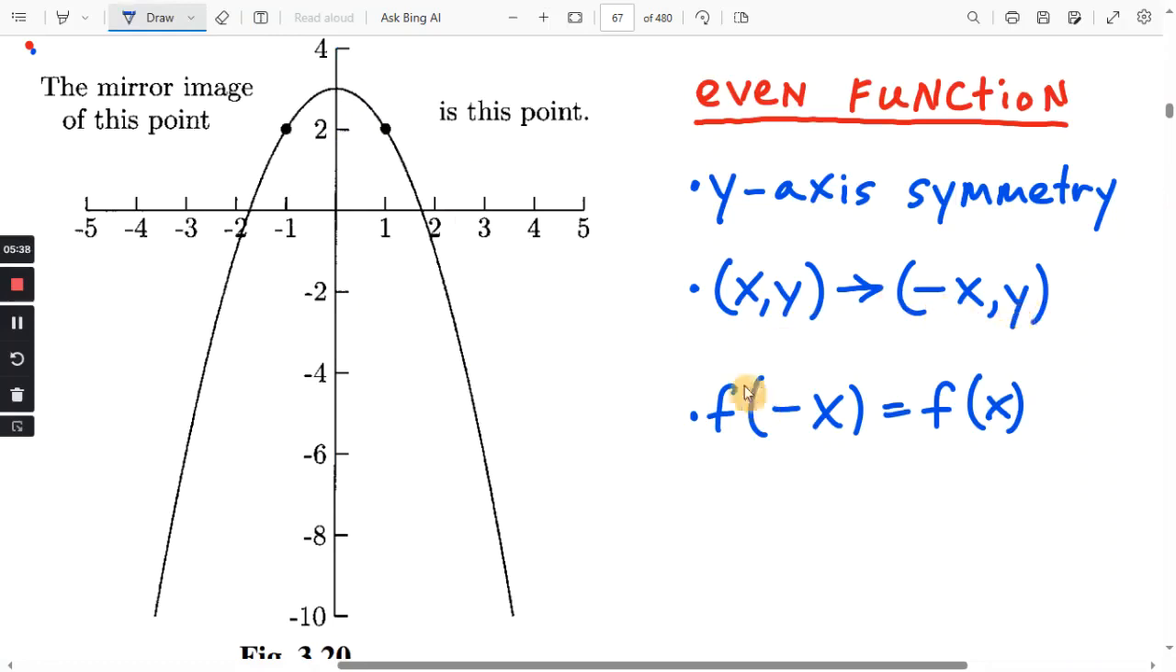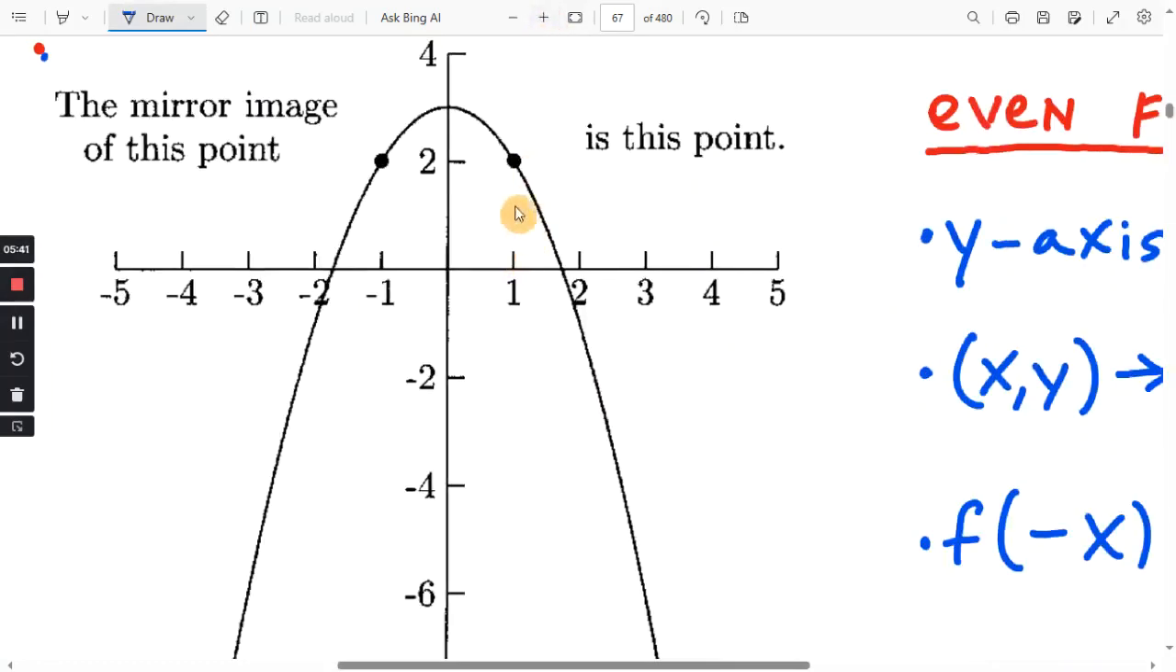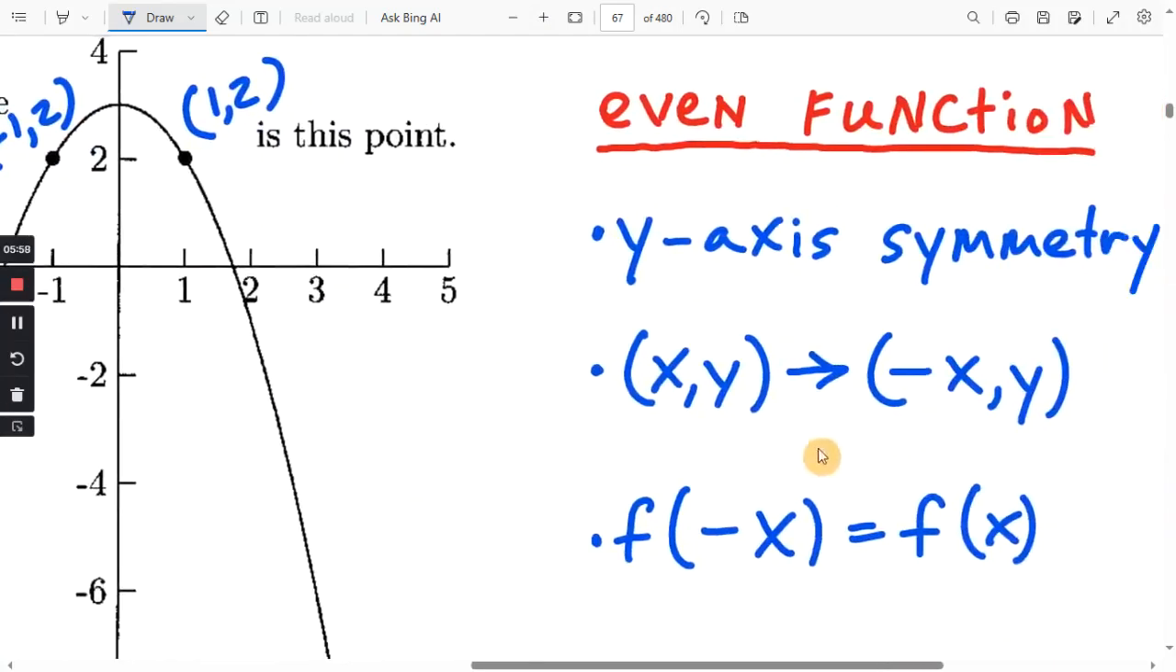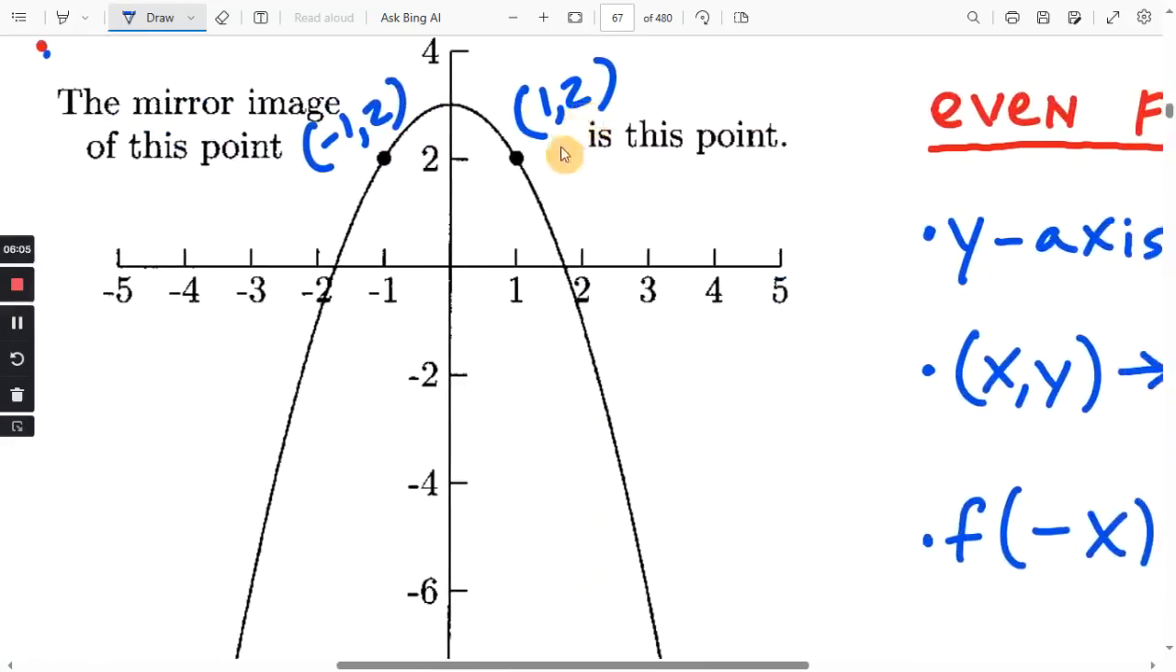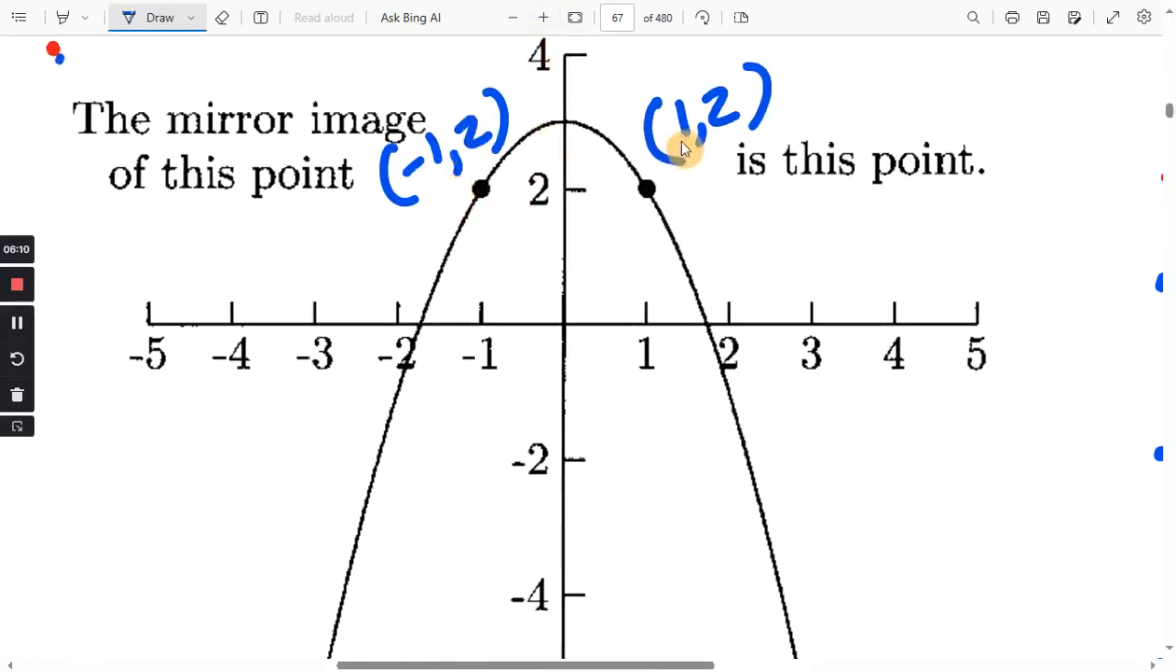So if you look at this point right here, this is 1 on the x and 2 on the y. And this point right here is negative 1 on the x and 2 on the y. So basically, the y-coordinate is the same, but the x is the negative version of itself. And that's what we have here. The y-coordinate is 2, but the x-coordinate is negative 1 and positive 1.